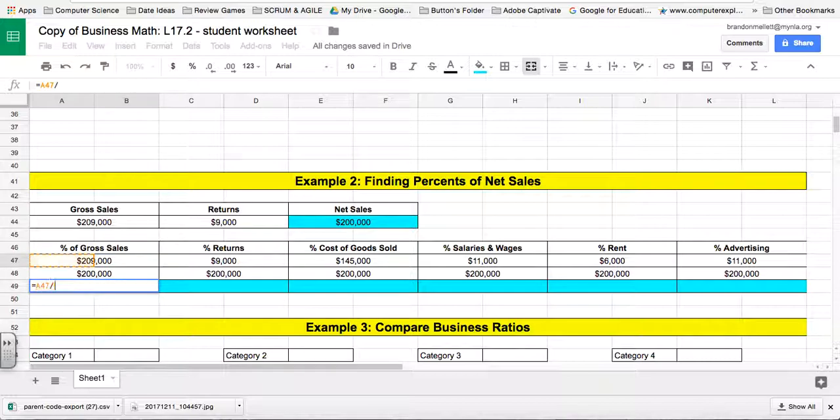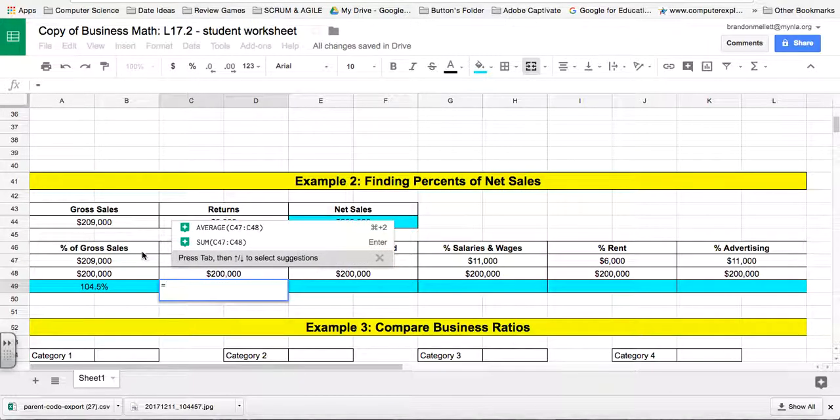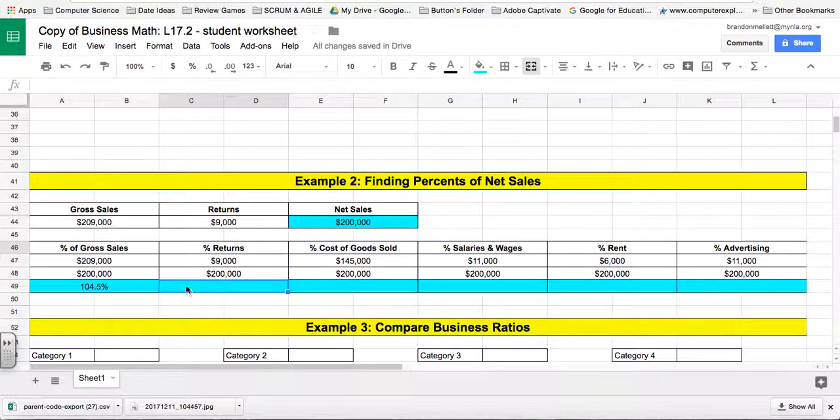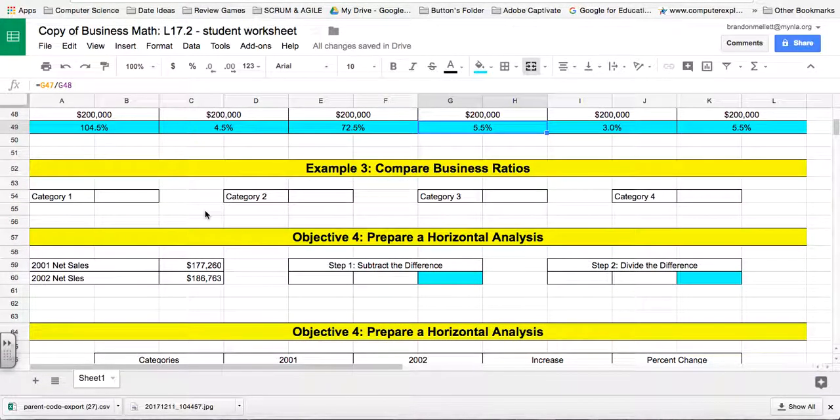So we'll take 209 divided by 200,000. We're going to take the returns divided by 200,000. And we'll use the same formula all the way down. And again, it demonstrates another way of finding these vertical analysis percentages. All right, example 3.